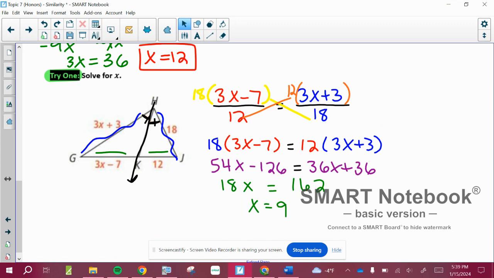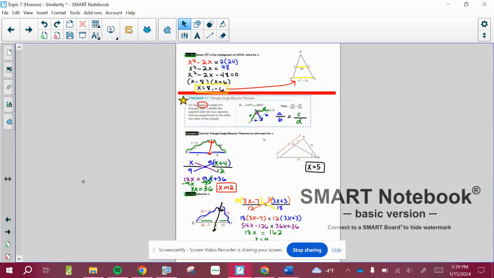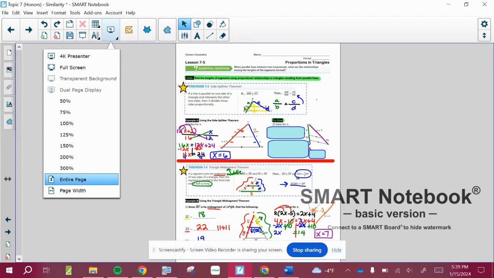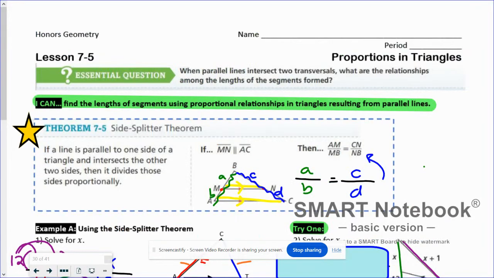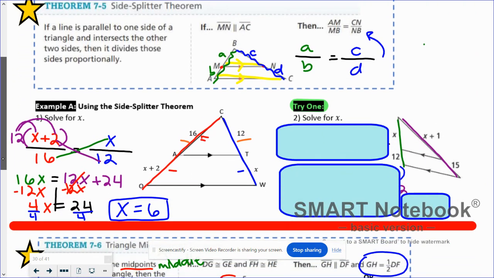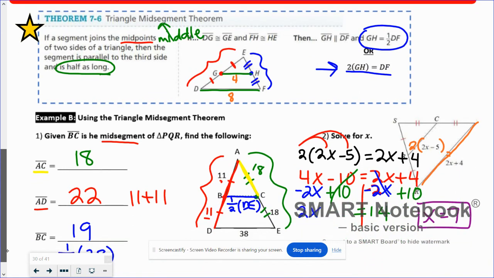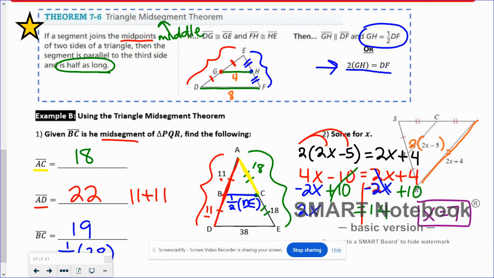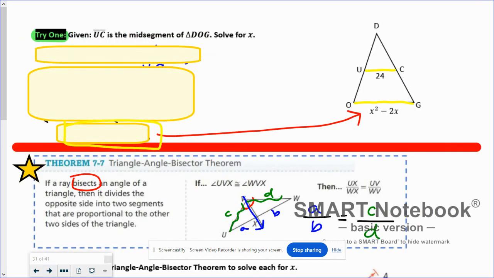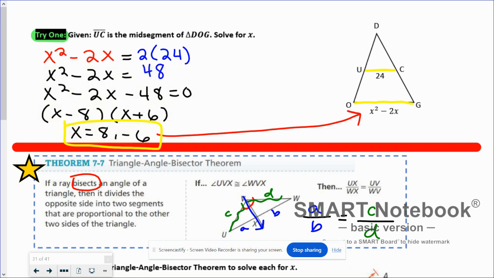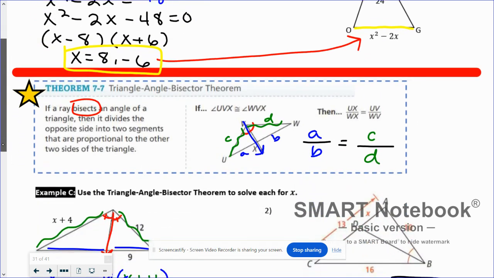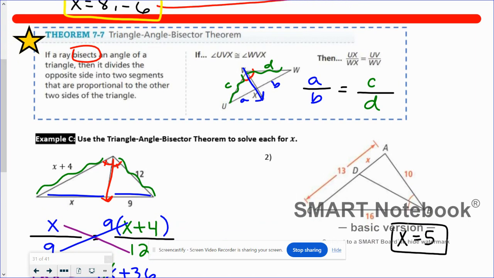Okay, so this video did cover a lot of information. We had 3 different theorems. Okay, first being that side splitter theorem. So the two sides get cut into proportional parts. Okay, the triangle mid-segment. Mid-segment means it's in the middle, so it's half as big as the third side that it's parallel to. And then the ones we just did. Okay, this triangle angle bisector, which means the bisector cuts the triangle into proportional parts. So the two bottom pieces make a ratio that's proportional to the two side pieces.